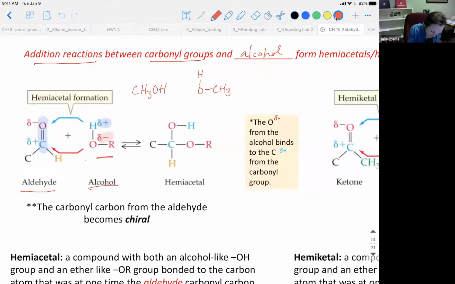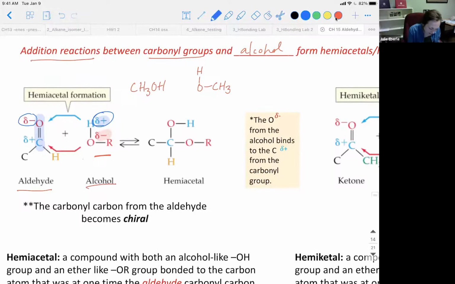The partial positive, I'm going to do this in blue if I can, of the hydrogen on the alcohol is attracted to, it sees the partial negative on the oxygen of the aldehyde. See that? So this hydrogen is just going to jump ship and go from this alcohol over, it's going to bond to the oxygen on the carbonyl group. And what does that make? This is an alcohol group. So it kind of just jumps ship.